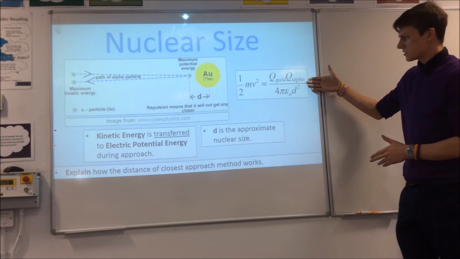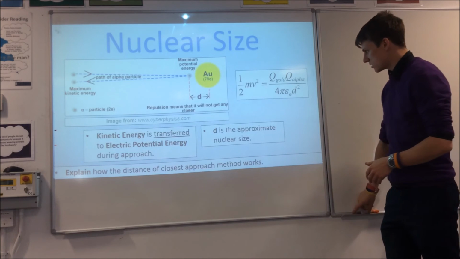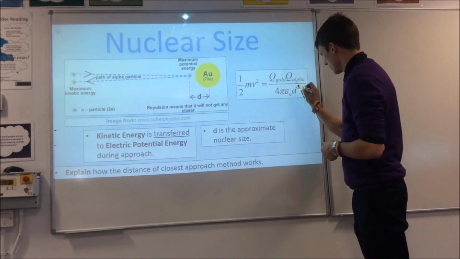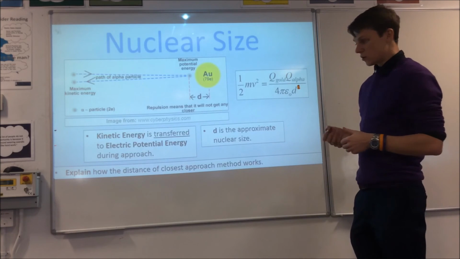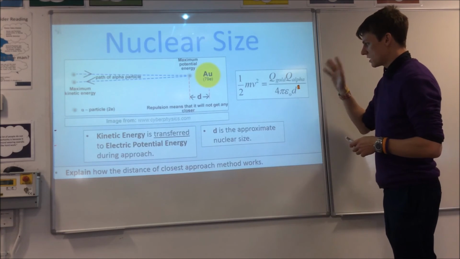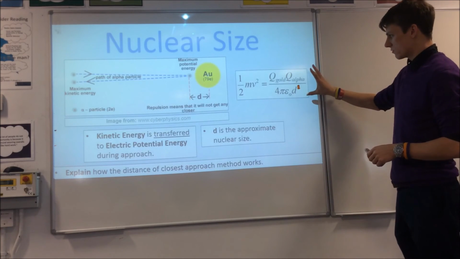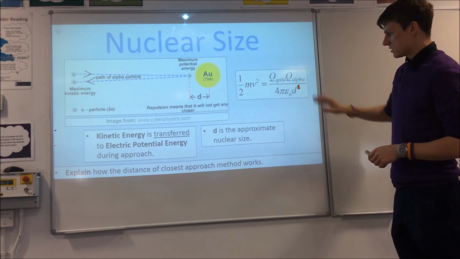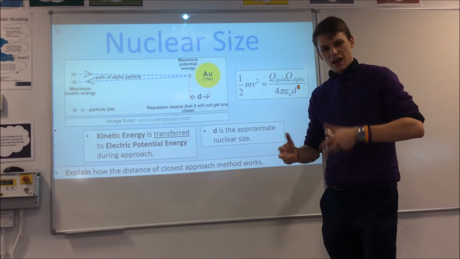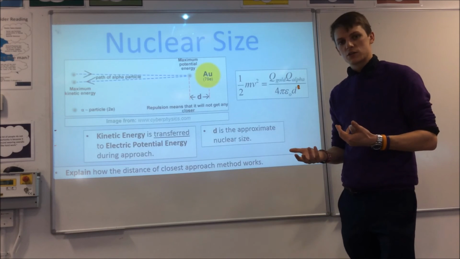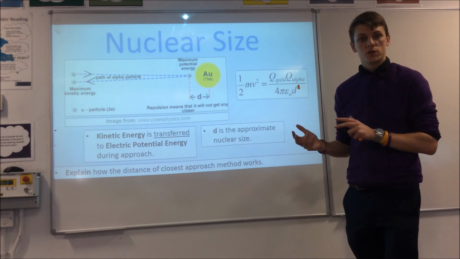So what you get is this scenario here, where the kinetic energy is equal to the electric potential energy, and I've made a mistake and put d squared in there, which is wrong. It should only be d because this is the electric potential energy there. So we get this relationship here, and this d will be the distance, how close it got when it got into the range of the strong force. So that will give us an approximation for the size of the nucleus.